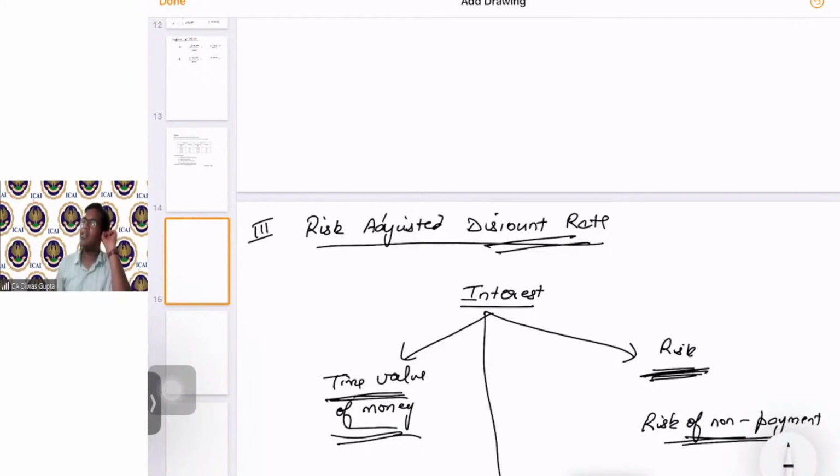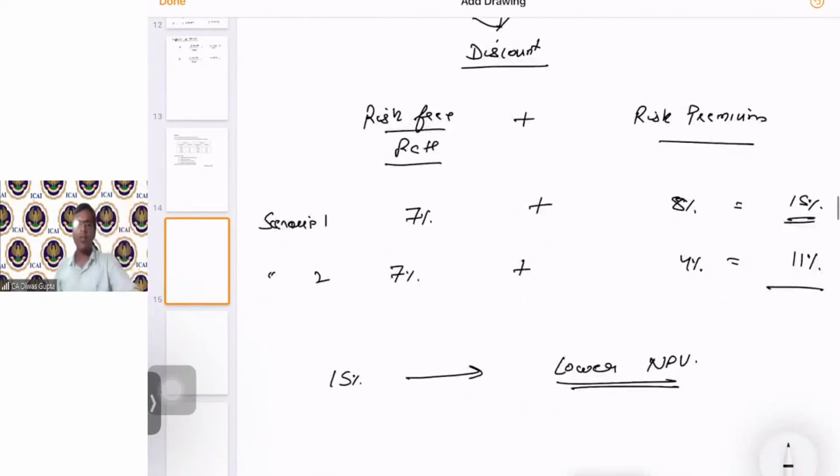That is called as risk adjusted discount rate. Now, how much to increase, how to increase, that will be given in the question, because that is again based on some of the scientific. Okay, students. So this is called as RADR.